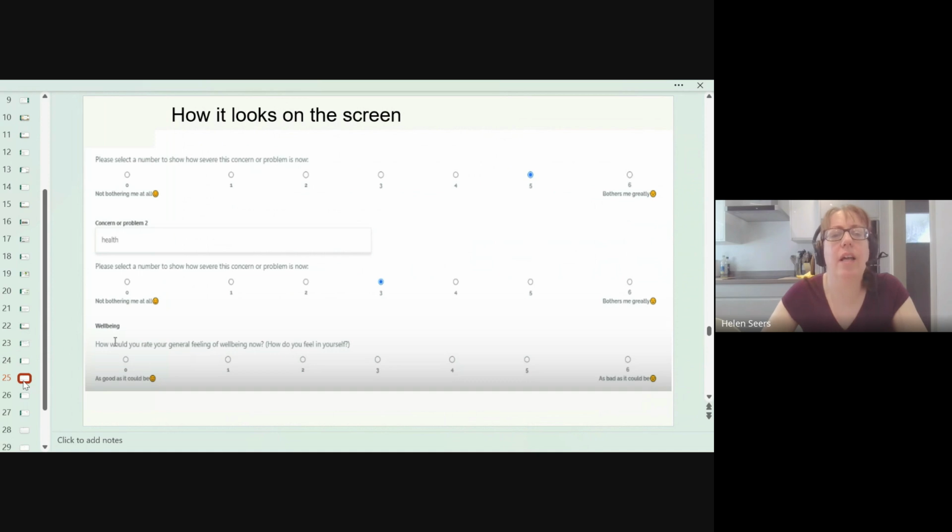Essentially, it's that 2 top concerns. So people write them in, and then underneath that, those concerns, I've clipped the first concern box off this one, haven't I? So it's the top concern 1, they write that in, and then they select their number with, as I've shown you, the 0 being not bothering them at all and 6 bothers them greatly. They write in their second concern, select a number, well-being, select a number.